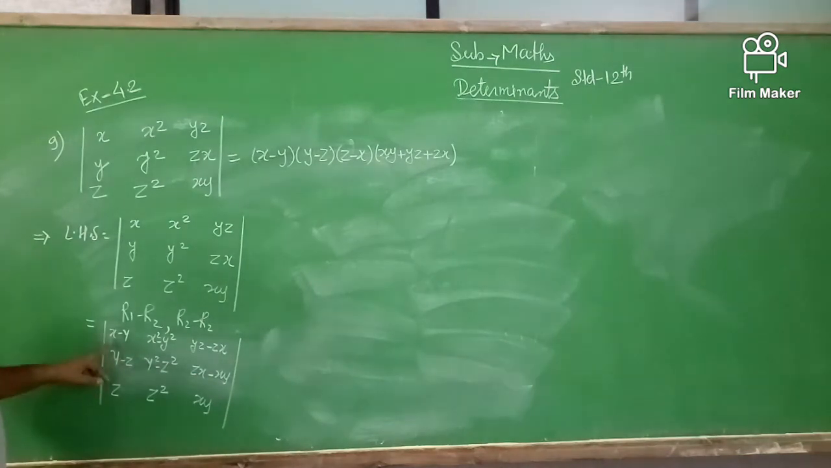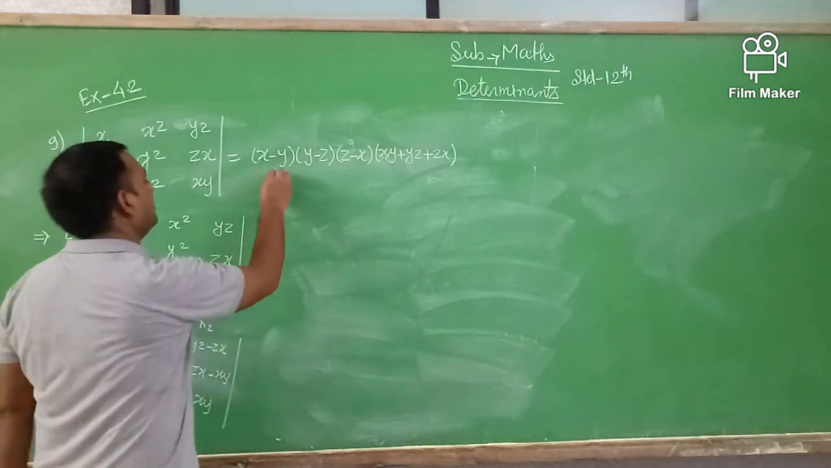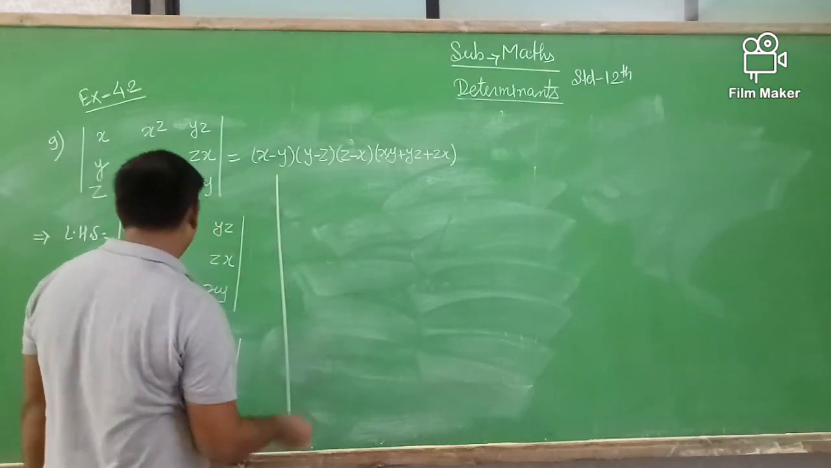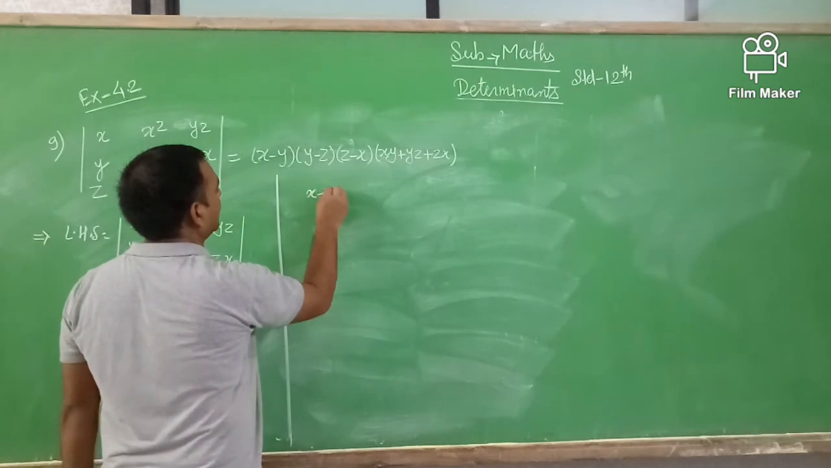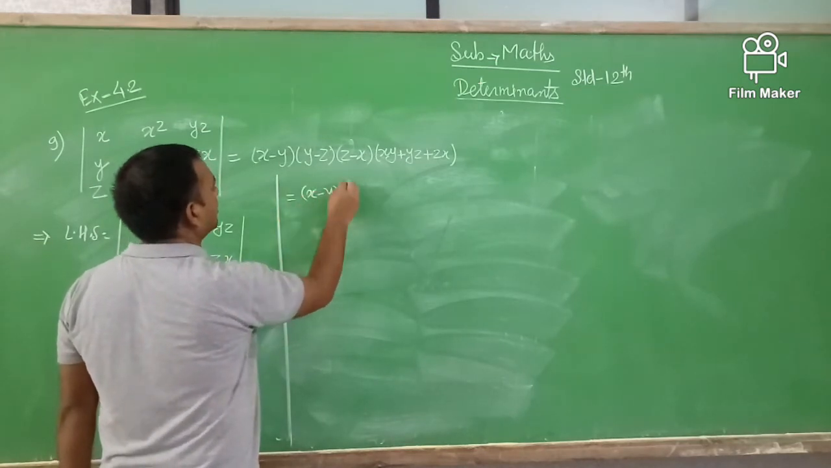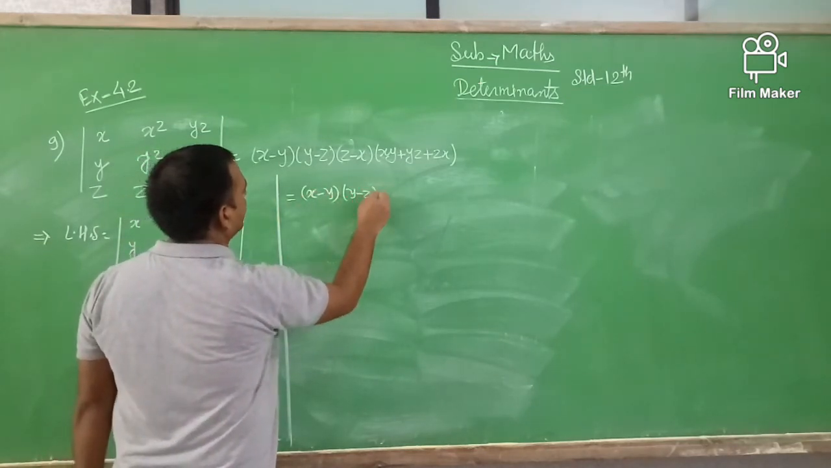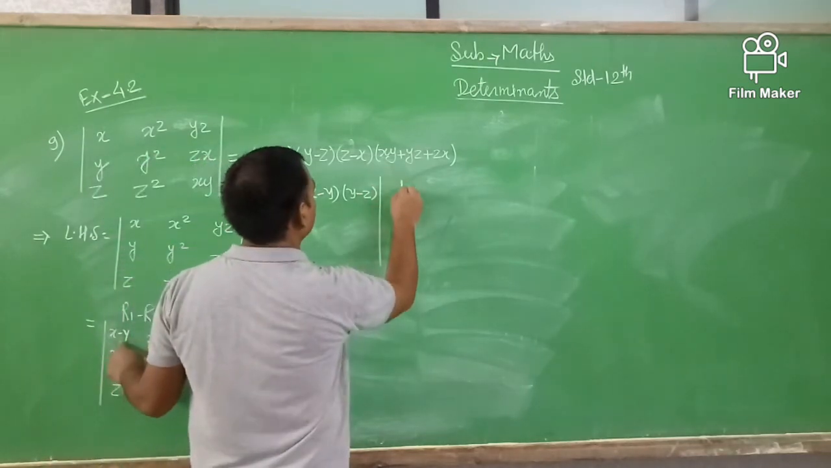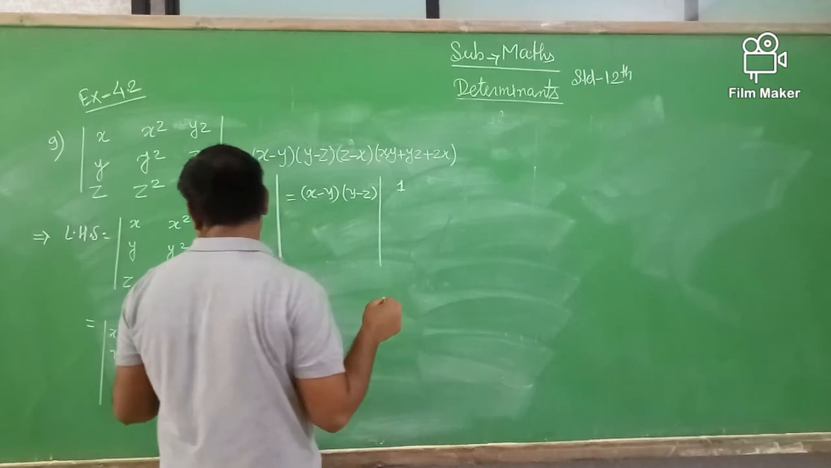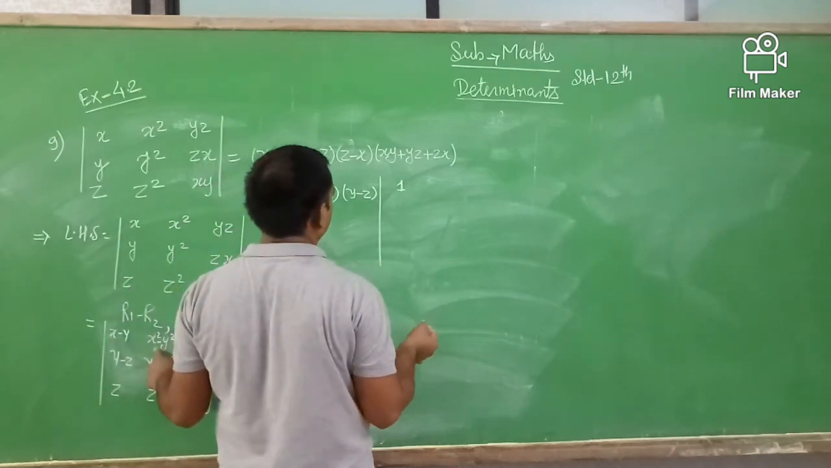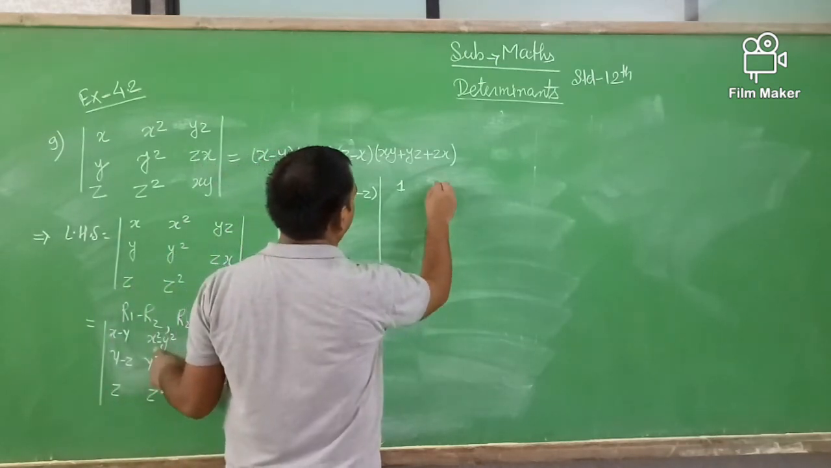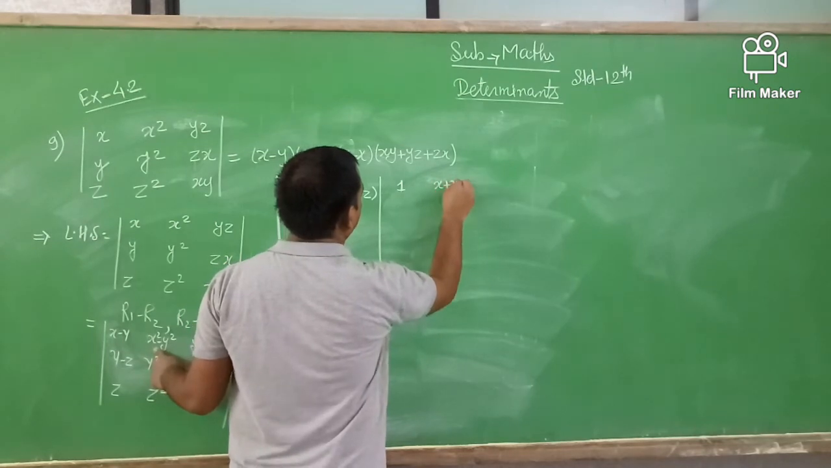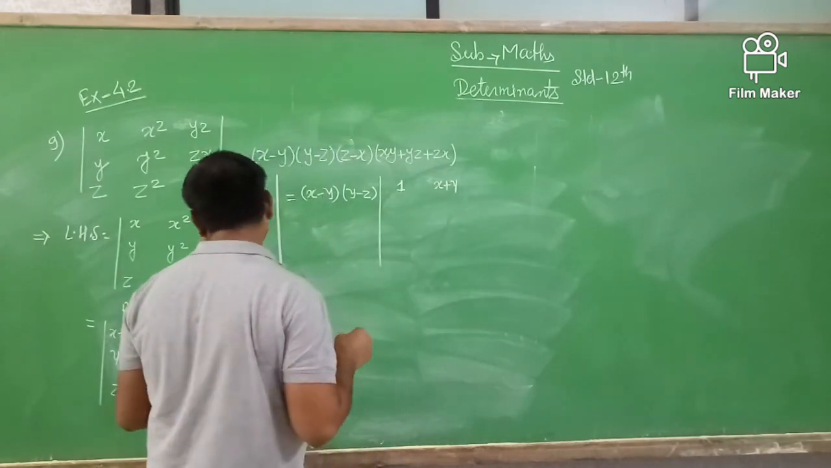So we take x minus y in the first row. In the second row, y minus z is common. So the first row has x minus y common, and the second row has y minus z common. The remaining element, x minus y divided out, is 1. Here x square minus y square means x minus y times x plus y. I take x minus y common, so this is x plus y.